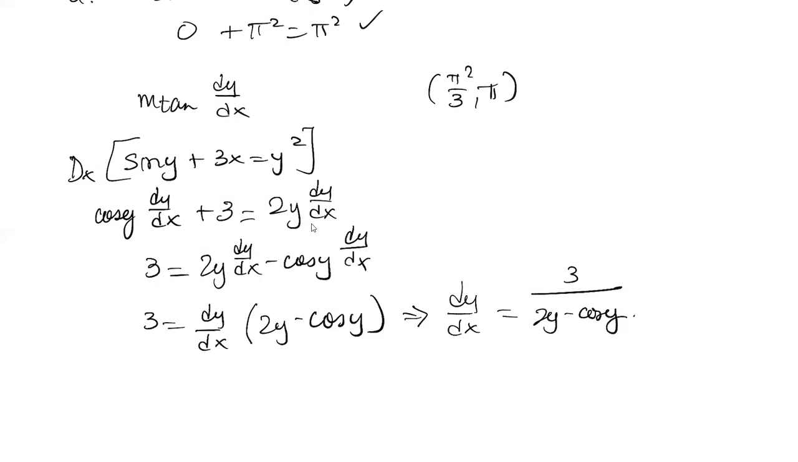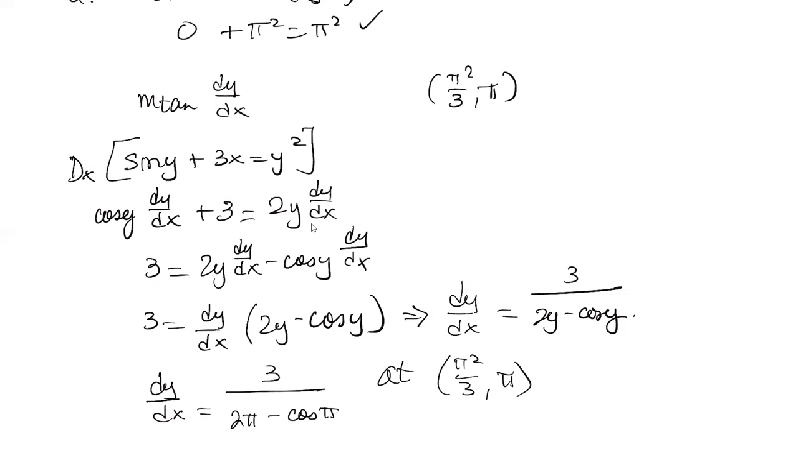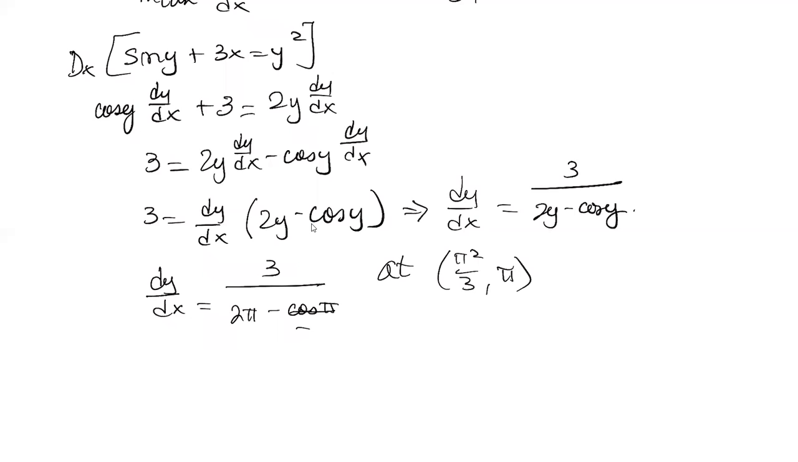Now that's the slope of the graph at any point on that graph. We want to find it specifically at the point where x is pi squared over 3 and y is pi. So in this case, our dy/dx will equal 3 over 2 pi minus the cosine of pi. And that's at the point (pi squared over 3, pi). So cosine of pi is -1. So this would be 3 over 2 pi minus the -1, which is 2 pi plus 1. So that's the slope of our tangent line.